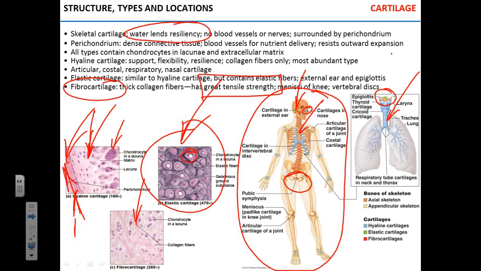Does that make sense? So please know the locations of those three types of cartilage. Know their function, elasticity versus mechanical resilience versus sort of general function. And please know the fibers that you're going to find: collagen fibers in fibrocartilage or in hyaline cartilage versus elastic fibers in the elastic cartilage. Clear? Good?